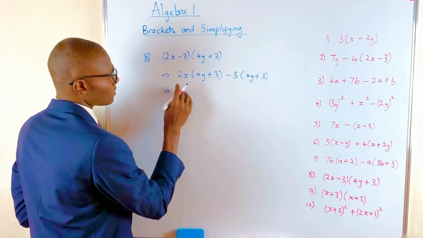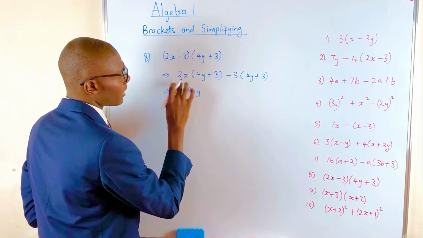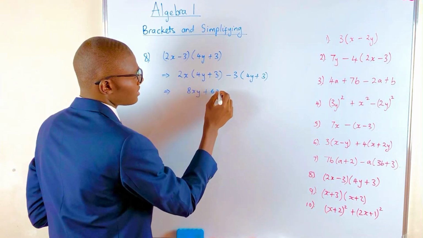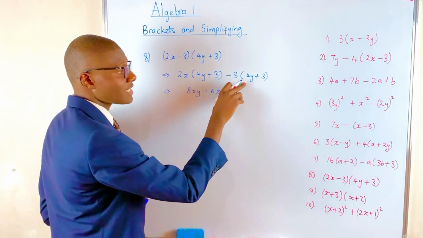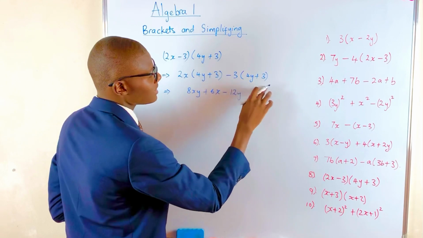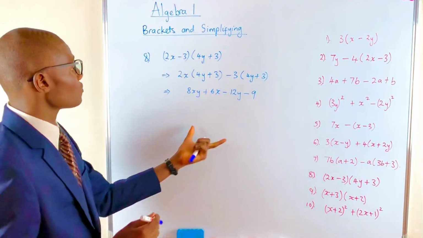So we shall say 2x times 4y to get 8xy, and then 2x times 3, we get a plus 6x. And then minus 3 times 4y, we shall get minus 12y. Then minus 3 times 3, we shall get a minus 9. Like that. So this is what we get.